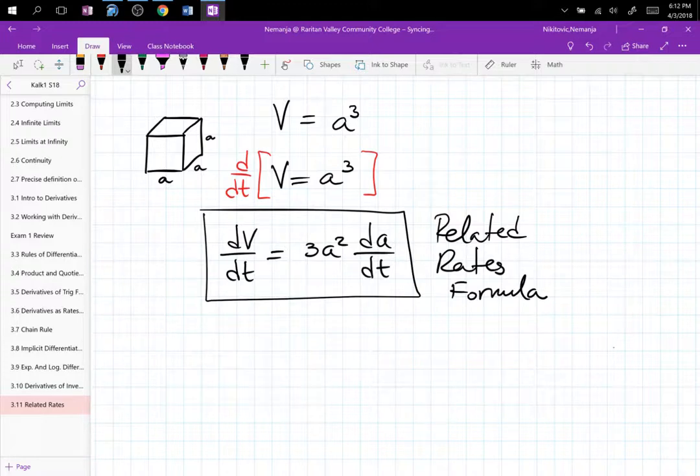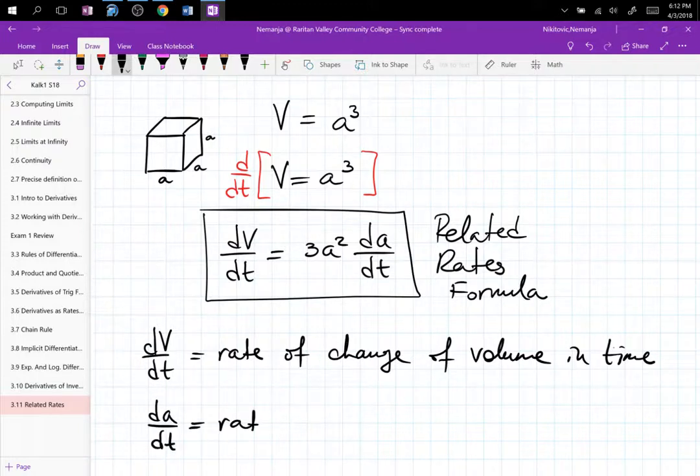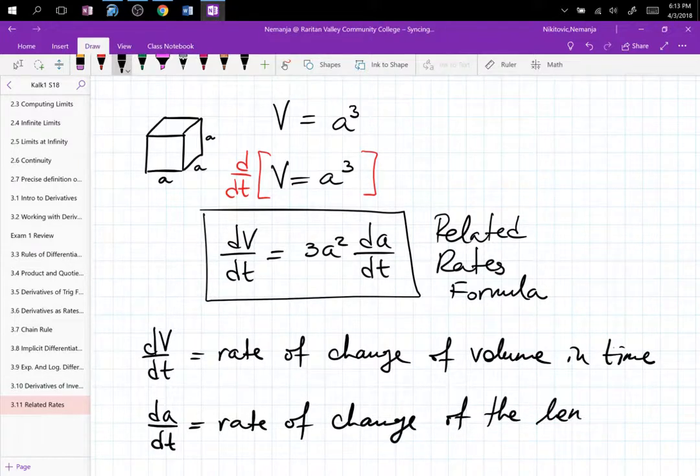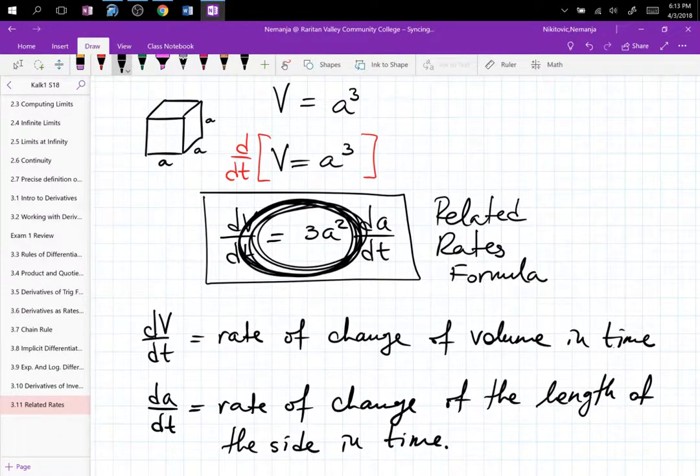There is a dV/dt, the rate of change of volume in time, and dA/dt, the rate of change of the length of the side in time. So we have two rates in this particular problem, and they are related by this other part of the formula, times 3a squared.